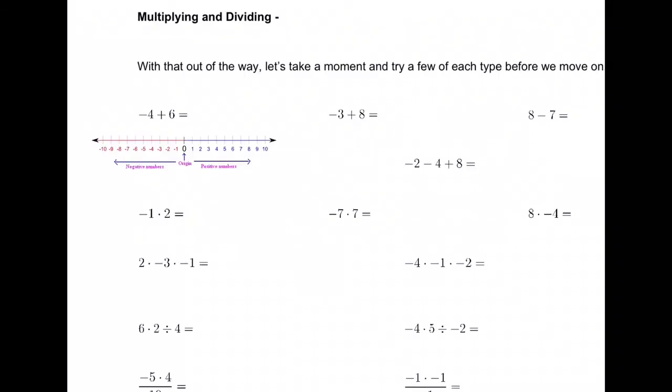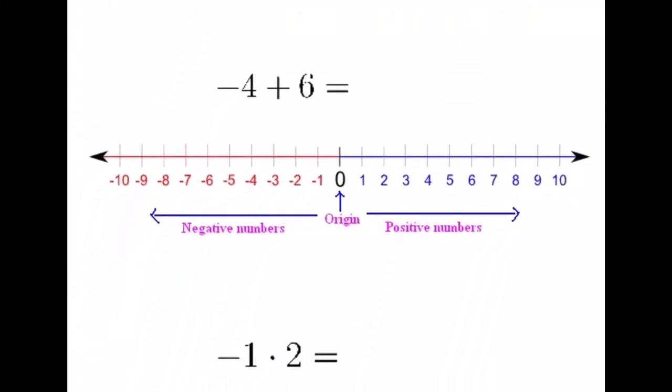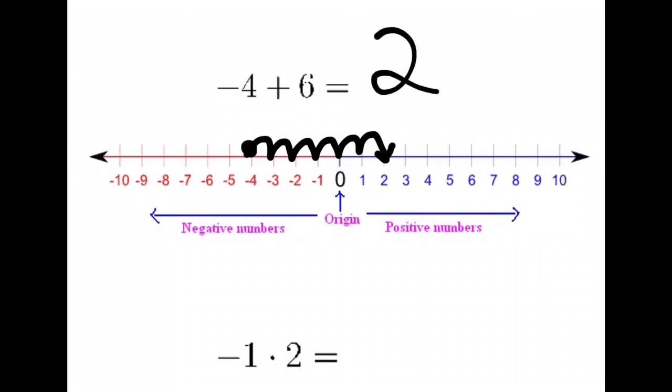With that out of the way, let's take a moment and try a few of each type before we move on. For example, if you take negative 4 plus 6, what do you get? Start by plotting a point at negative 4. Count 6 to the right, because when you add, that's the direction you move on the number line. You move to the right. Where do you end up? A positive 2.